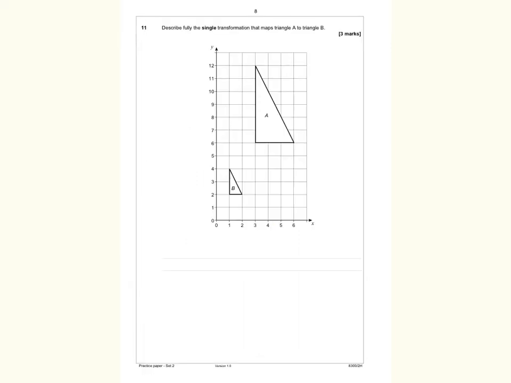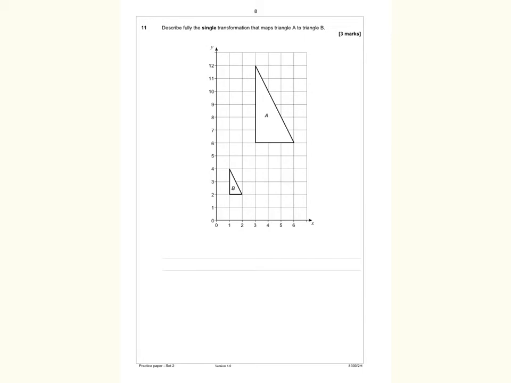Okay, so question 11, we have describe fully the single transformation that maps triangle A to triangle B. So triangle A to triangle B, and we can see that it's gone smaller. If I look at this length here, we've got 3 there and we've got 1 there. So if it's got smaller, it is an enlargement. Whether it gets bigger or smaller, we call it an enlargement.